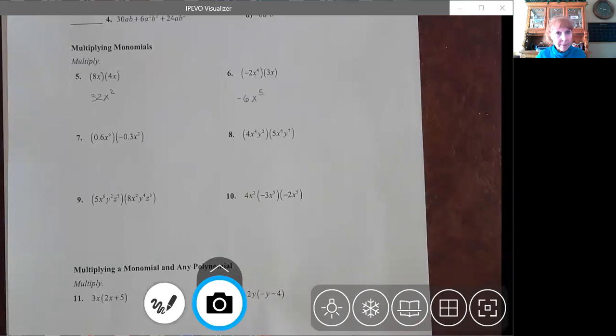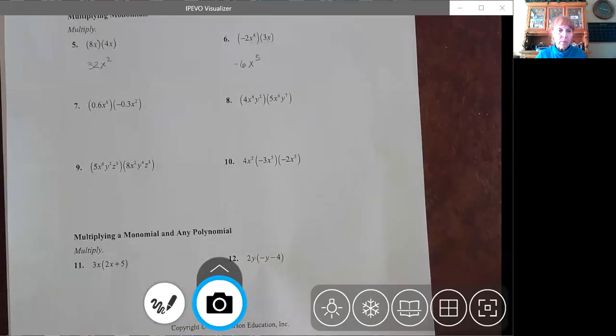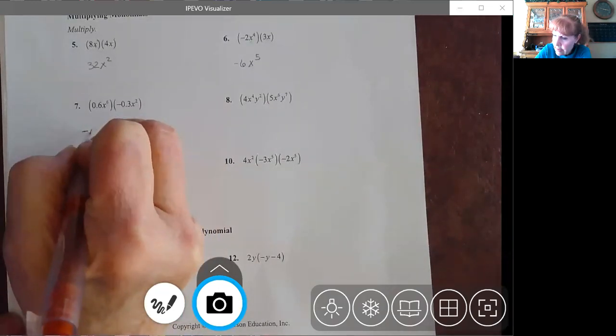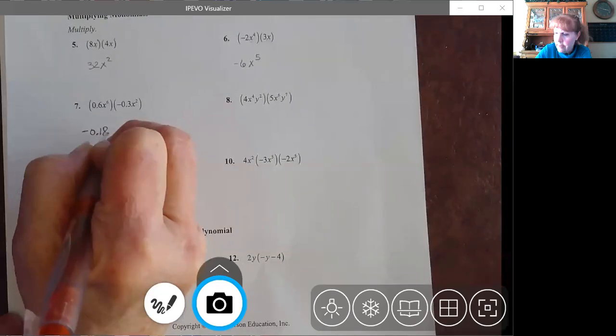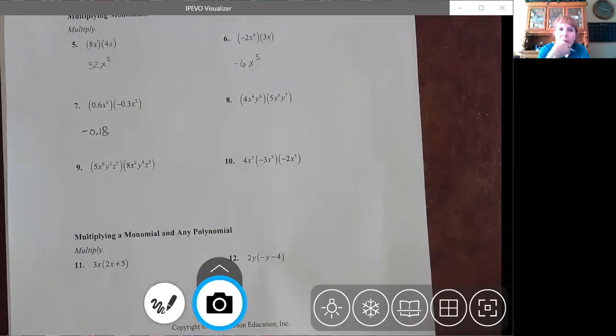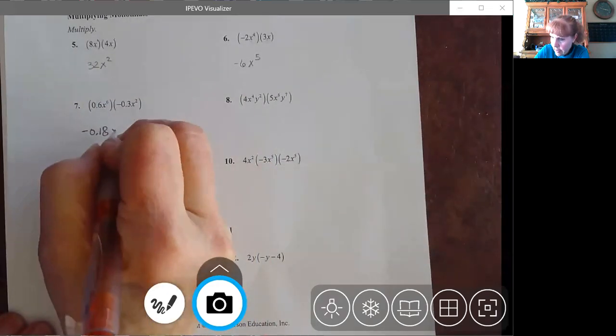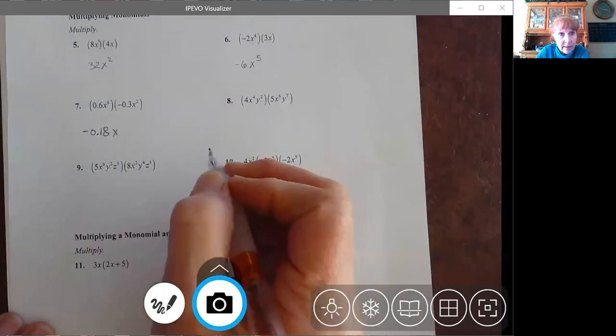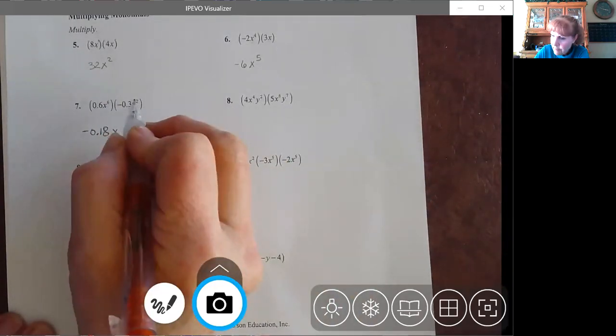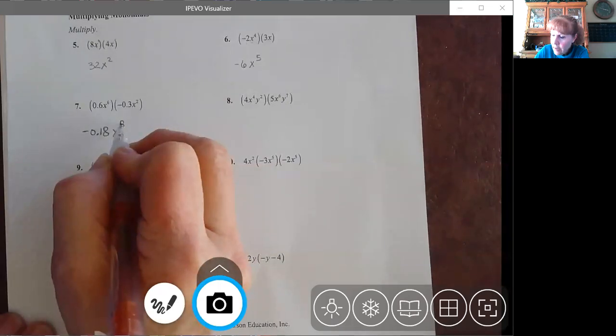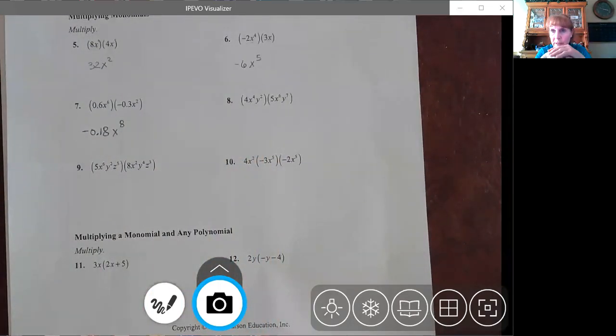Okay, let's look at this next one. We'll multiply the coefficients. 0.6 times a -0.3 will be a -0.18. Okay. Looking at our bases, both of them have an x, and we'll add the exponents on the x's. 6 plus 2 is 8. So it's kind of nice to go back to this multiplication, just so that you can keep these rules straight.